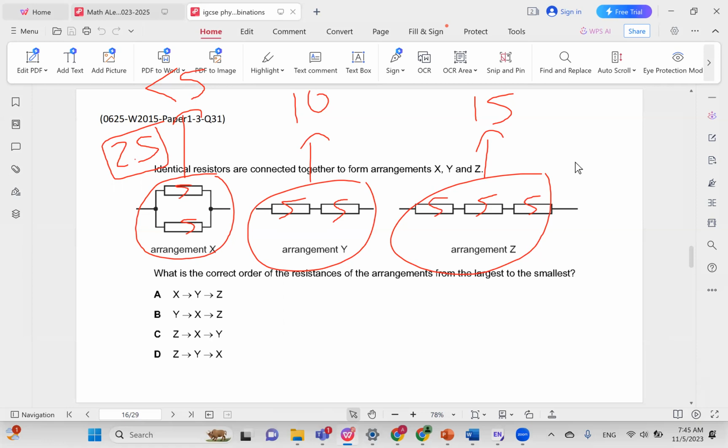So anyway, here it's obvious that Z has the largest. We are arranging here from largest to smallest. So I will go from Z to Y to X, and D would be the correct choice.